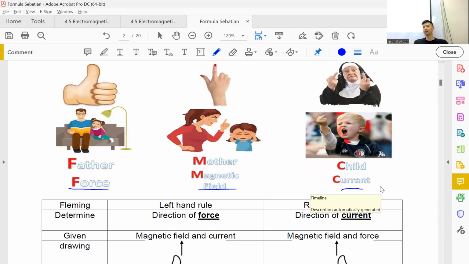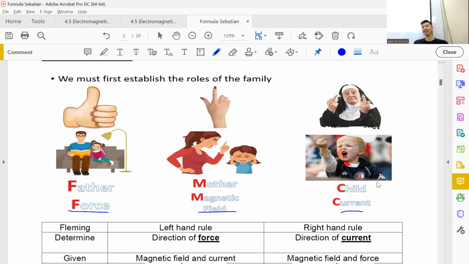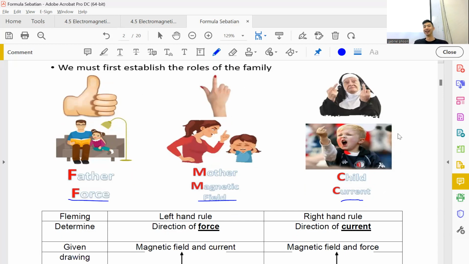Okay, so what is the non? Shut up. Stop asking irrelevant questions. It's just there for the memes only, okay?